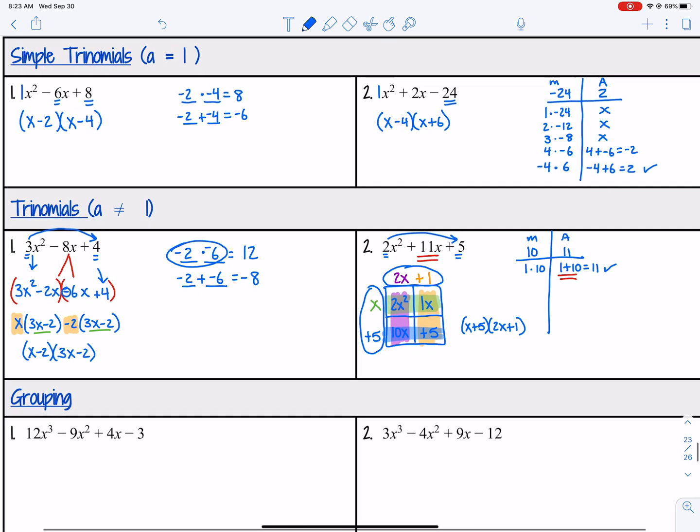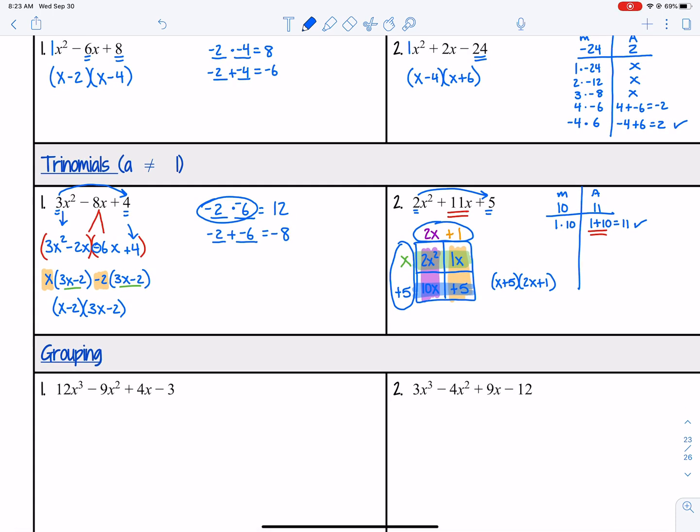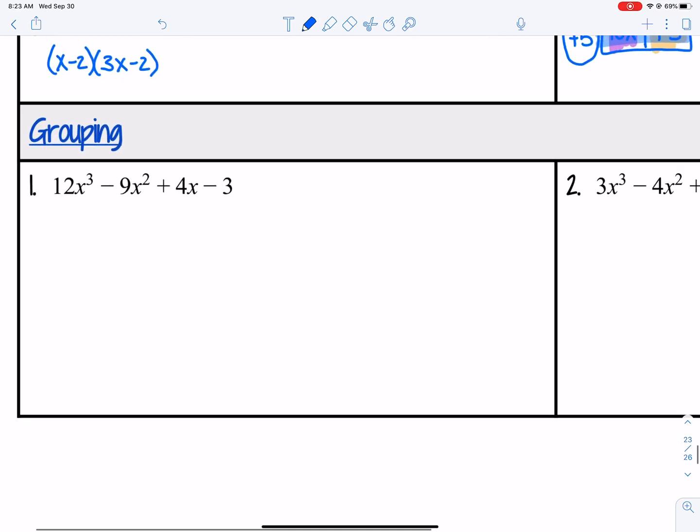All right, so that was two ways you could work it out. Hopefully you like one of those two ways and you don't have to work it out the other way. Just pick the one you like the best.